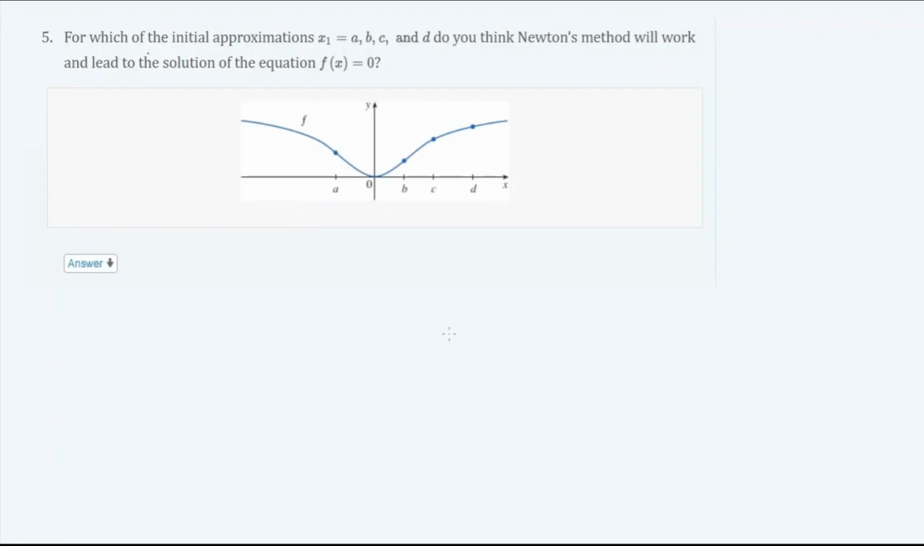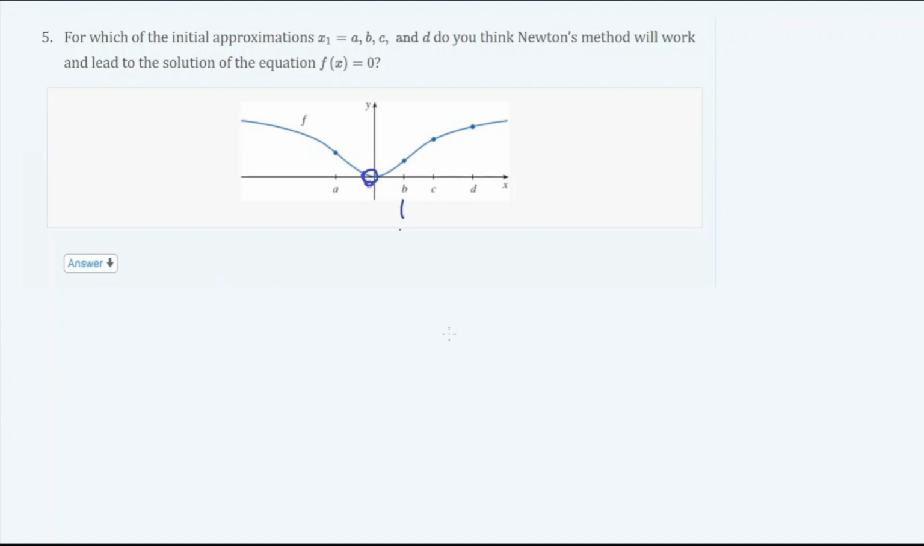So number 5 is which of the initial approximations x1, a, b, c, or d do you think Newton's method will work and lead to the solution of the equation f of x equals 0? So our plan is to get an approximation at x equals 0 because that is the only 0 of the function. So essentially what we could do is find out which point is the closest to that 0 and closest in terms of the slope and the y value. But we could also plug it in.